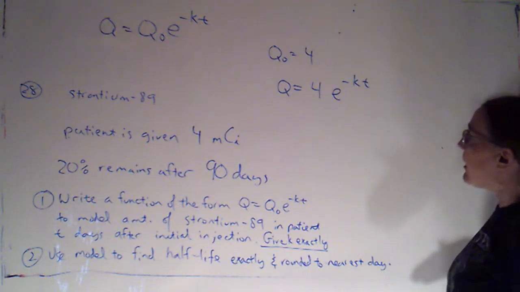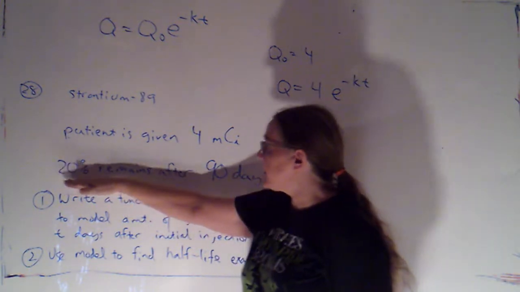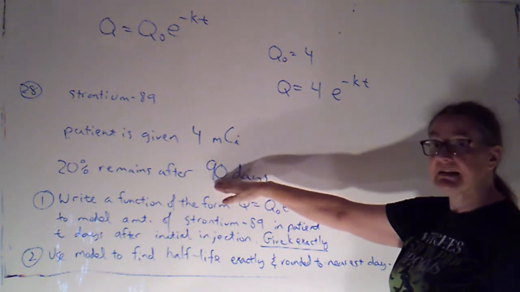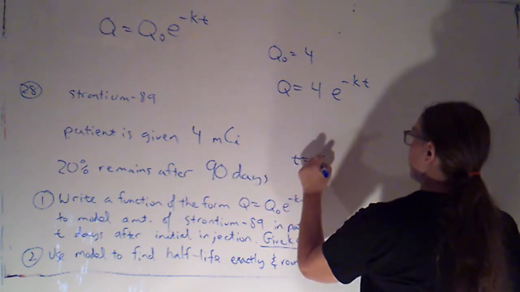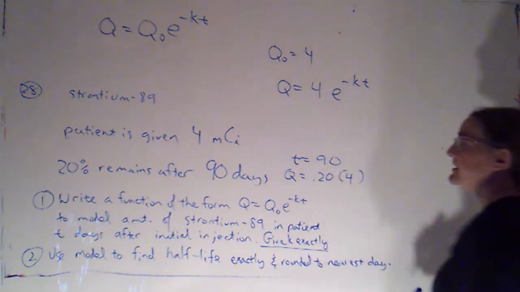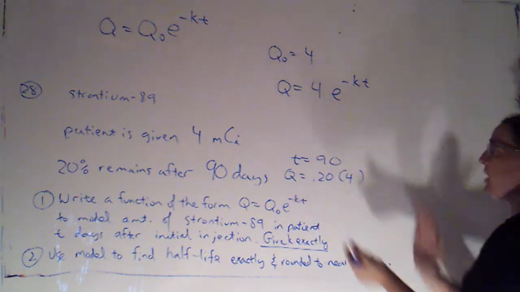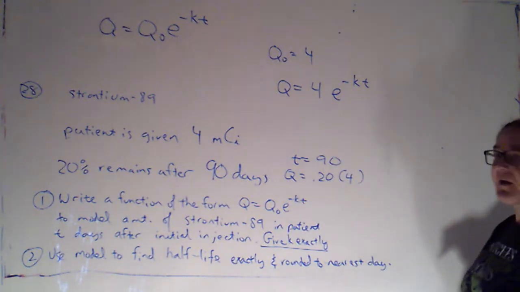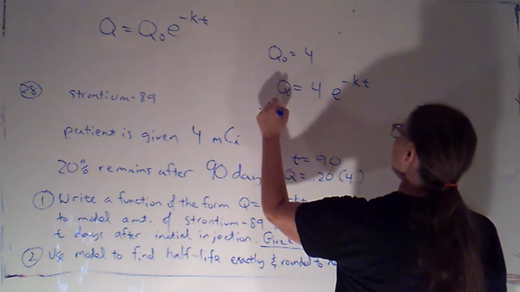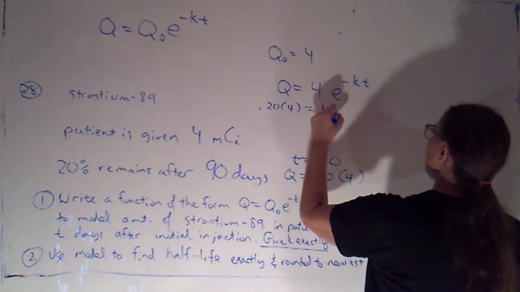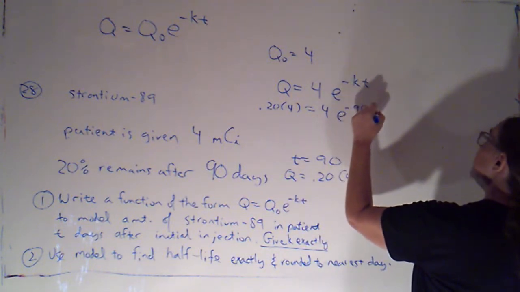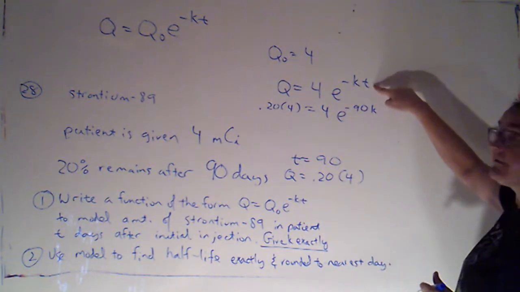Now, we're told 20% of the stuff remains after 90 days. So that's when t is 90, our quantity is 20% of that initial 4. Now, I could multiply that out, certainly. That's just going to give me 0.08. But I'm going to actually write that as 0.20 times 4 equals 4 e to the negative 90 times k, just plugging in 90 for t.